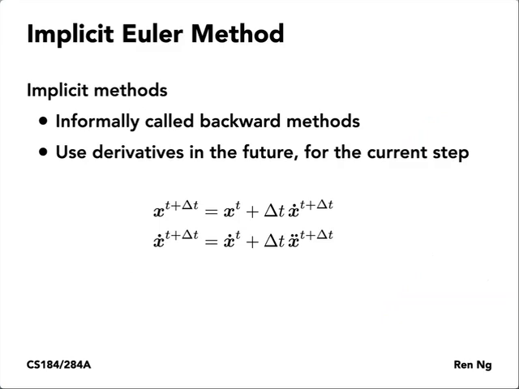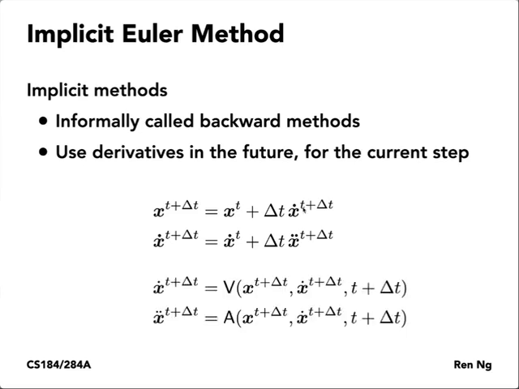The implicit Euler method is informally called a backward method, with Euler being called a forward method and implicit methods being called backward methods. The idea is to use derivatives at future points of the simulation rather than the current point for the current update. It's simple to write down: here we use the velocity at time t plus delta t in this update, not just the velocity at time t as we wrote in the past. But easier said than done.